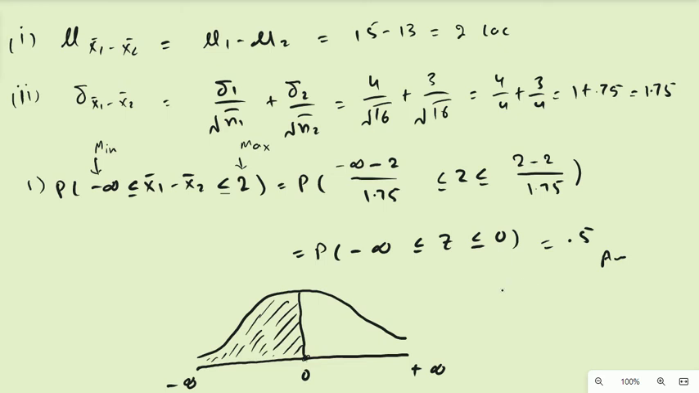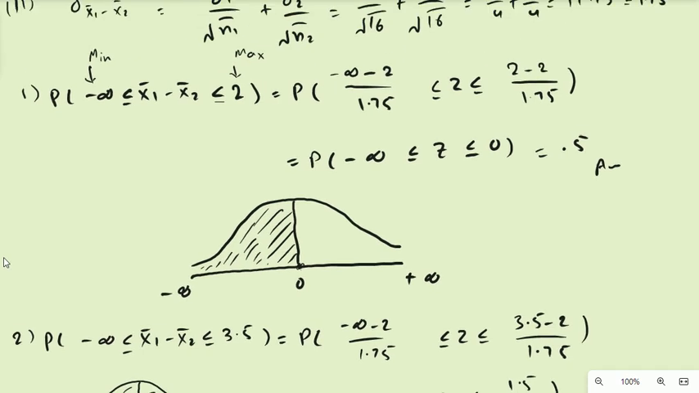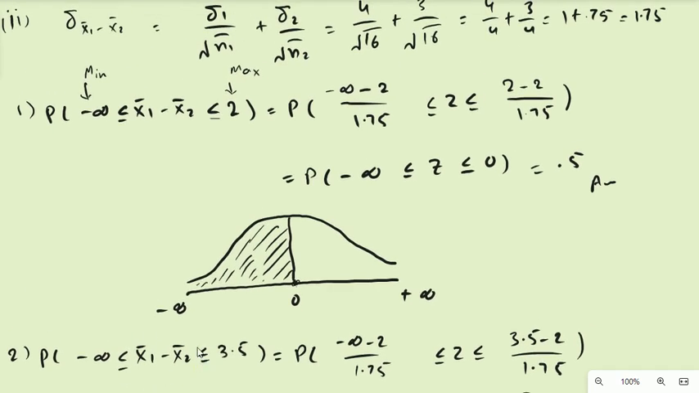It means that there is a 50% chance that the difference between the average sales for the two restaurants for 16 days will be less than 2. So we are done with the first part. Turning to the second part, it is the probability that the difference between the average sales of the two restaurants for 16 days will be less than 3.5.